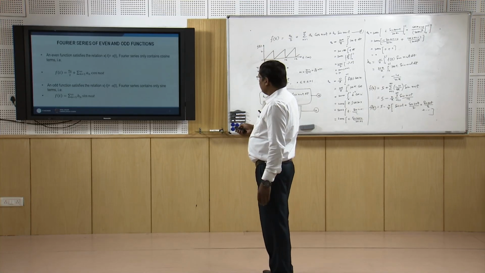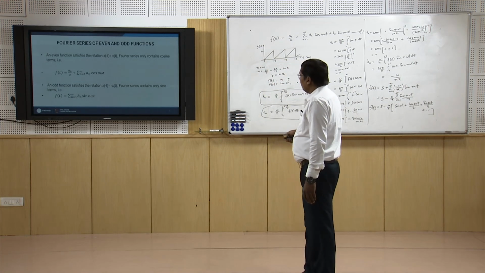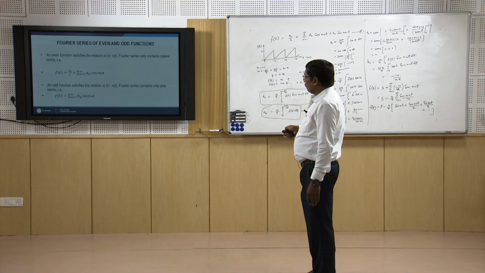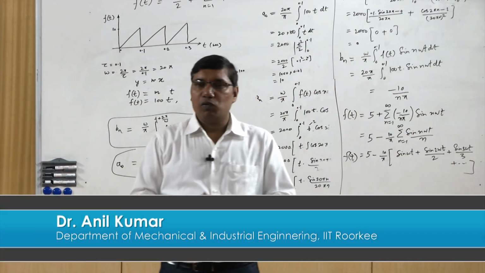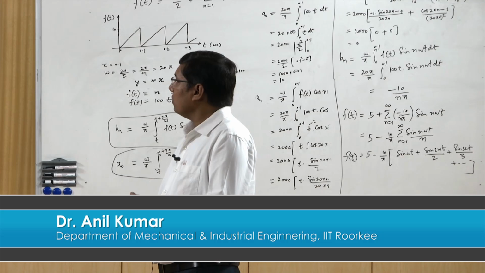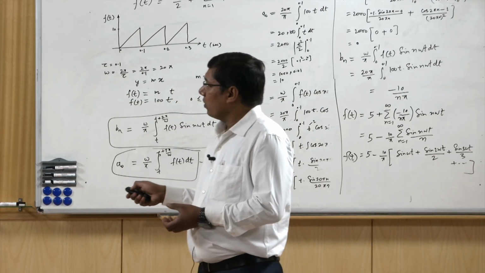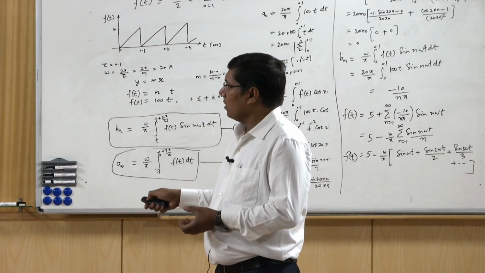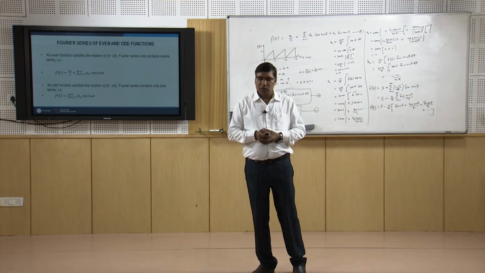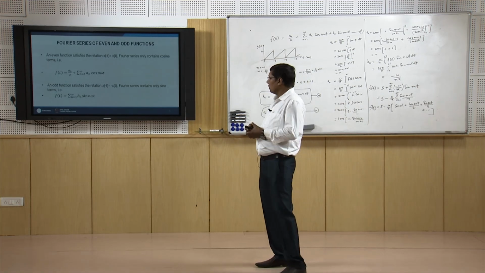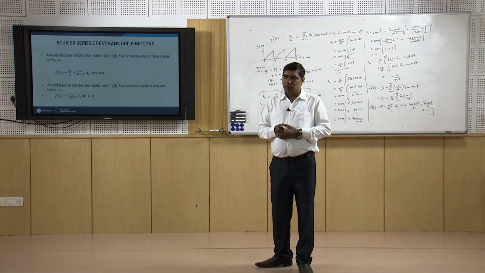So we have another thing: there are even and odd functions. An even function is one where if we put minus t in place of t, it is x(t). So this is an even function, and for an even function we have only cosines, no sine terms. But if we have odd functions, meaning if we put minus t, x(-t) equals minus x(t), then the Fourier series contains only sine terms.